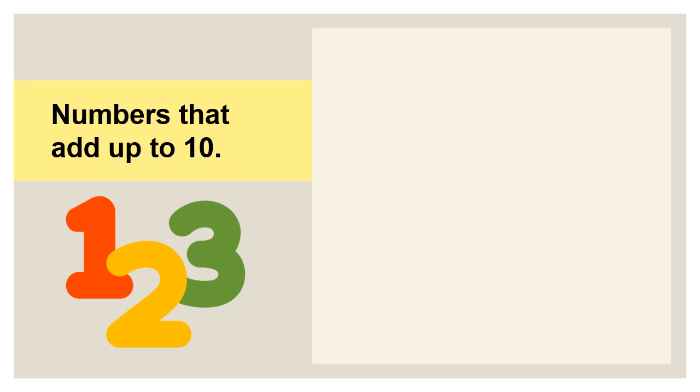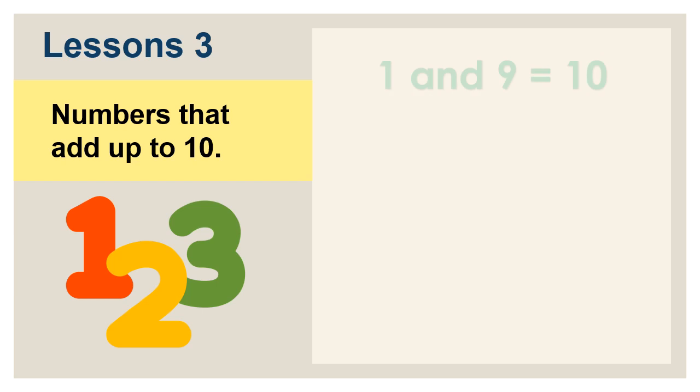Okay, so let's look at the third part of this lesson. We call this numbers that add up to 10. So look at the first example that we have here. We will add two numbers and all the answers are the same, number 10. So 1 and 9 equals 10. Meaning 1 plus 9 equals 10.